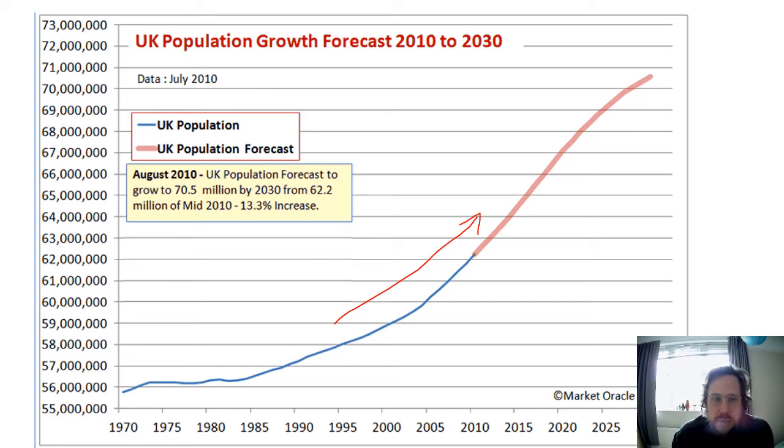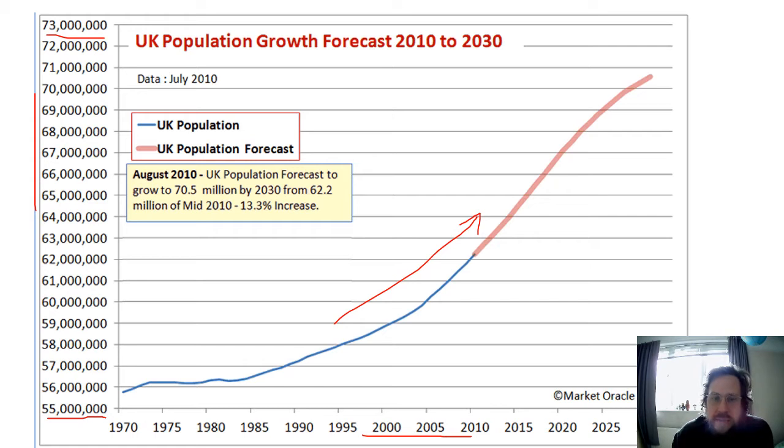We need to think about what this key means on the left-hand side and what the key means on the bottom. So at the bottom we've obviously got the years between 1970 all the way up to 2030, which would be under where my face is. On the left-hand side is the population in millions. So we've got 73 million at the very top, 55 million at the very bottom.